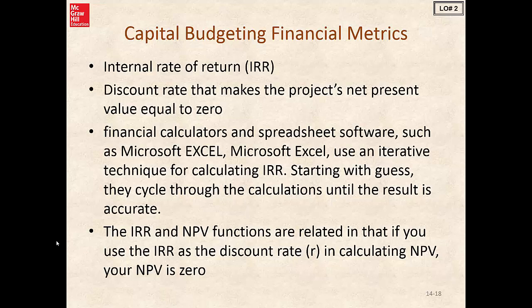Other financial metrics are internal rate of return, the discount rate that makes the project's net present value equal to 0. Financial calculators and spreadsheet software such as Excel use an iterative technique for calculating internal rate of return. Starting with a guess, they cycle through the calculations until the result is accurate. The IRR and net present value functions are related in that if you use IRR as the discount rate R in calculating net present value, then your net present value will be 0.